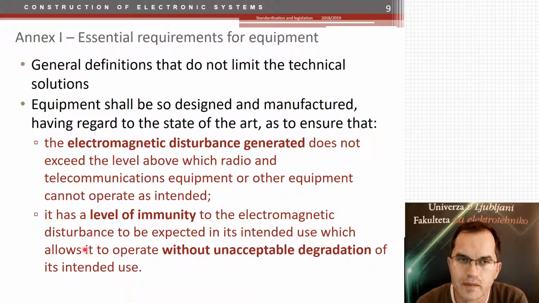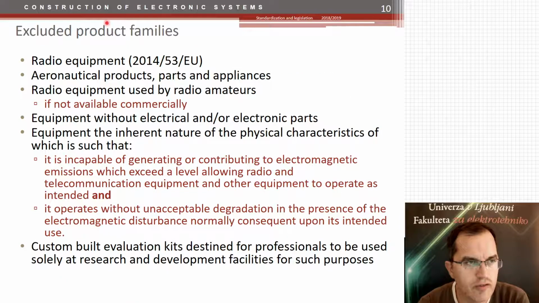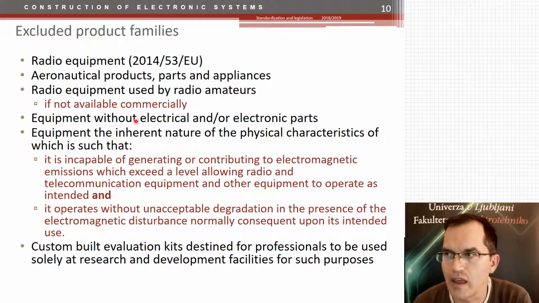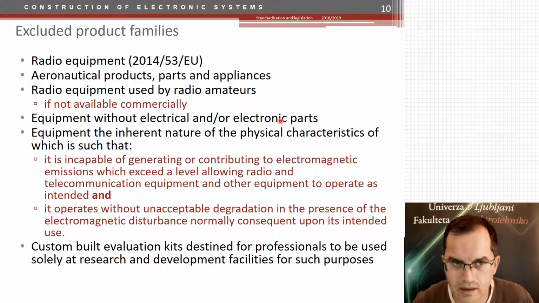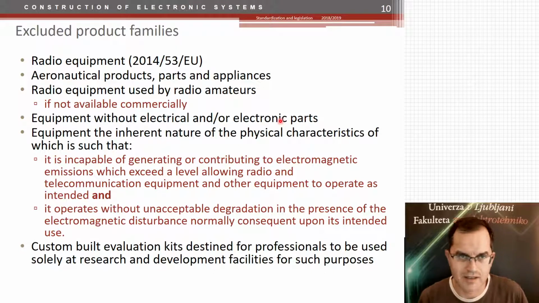Well, there are a lot of exceptions. Radio equipment is excluded because it's covered by another directive, which is the Radio Equipment Directive. The same stands for aeronautical products, radio equipment by amateurs, and then of course all the equipment that does not contain any electrical or electronic parts. That's normal. I mean, this table I'm sitting behind doesn't need EMC testing, does it?